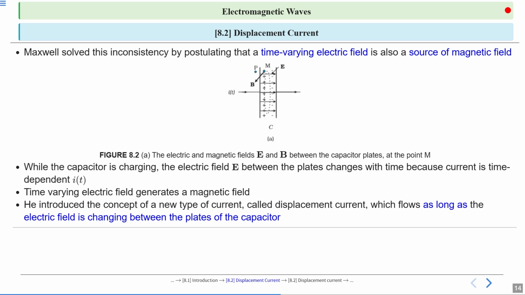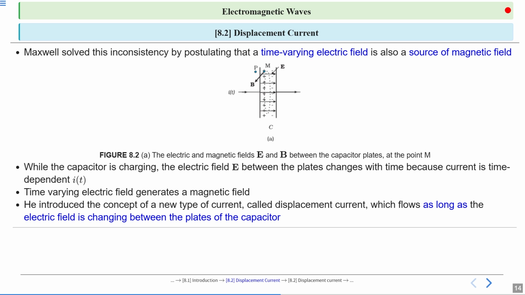He introduced the concept of a new type of current that is called displacement current, but it is not actually a current. It is a missing term that is named displacement current to bring consistency to Ampere's circuital law, which flows as long as the electric field is changing between the plates of the capacitor, as long as current is varying.